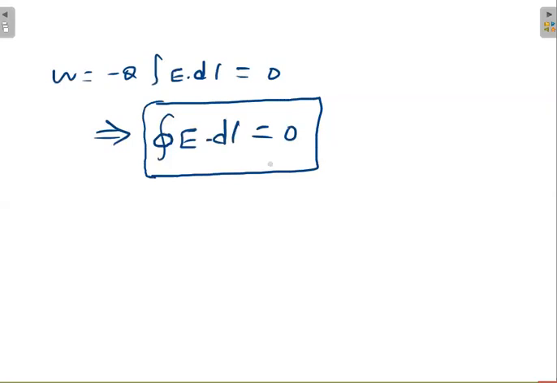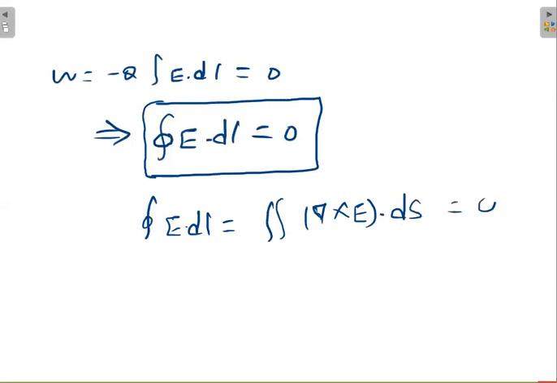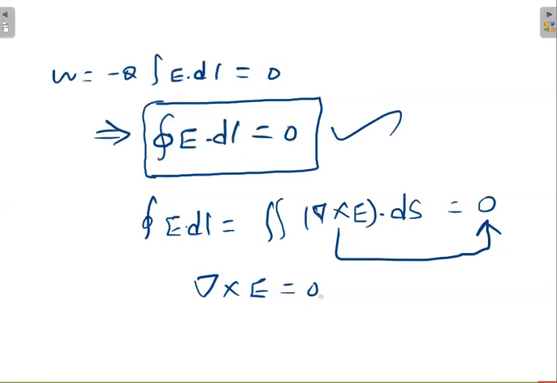And again, from your Stokes theorem, you know that a line integral can be converted into a surface integral. Once you have a line integral like this, it can be converted into an open surface integral of del cross E dot ds. But you are telling this is zero, then del cross E has to be zero. This we have seen in class, del cross E is zero. So you can mention it in either way: del cross E is equal to zero, or the closed integral of E dot dl is equal to zero. Both are one and the same.